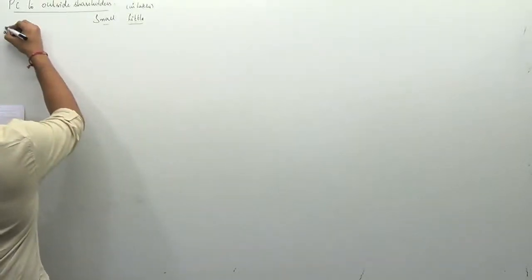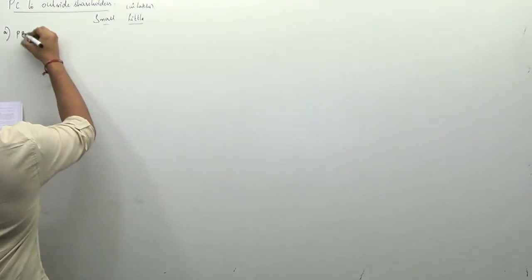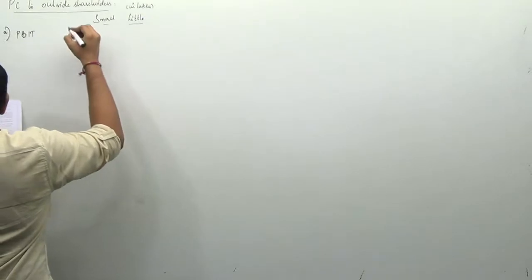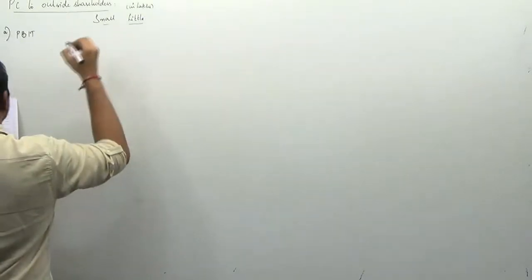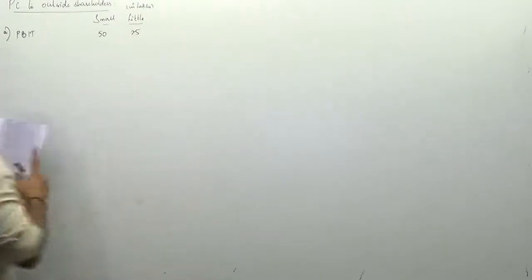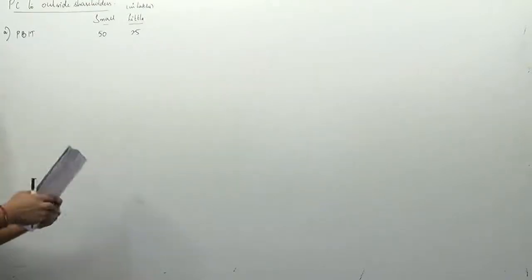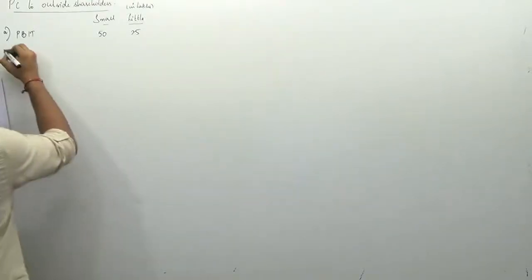Let me start with the average PBIT given. PBIT given as 50 and 25. First give adjustment and then tax adjustments will come in picture. Come on. First adjustment.